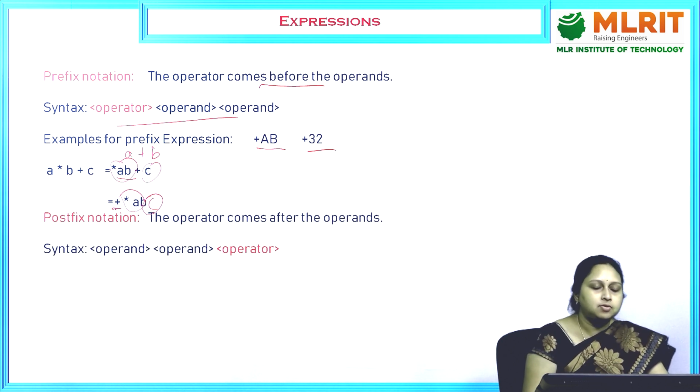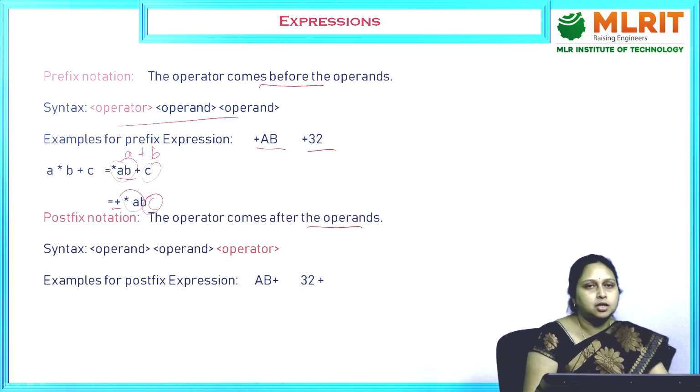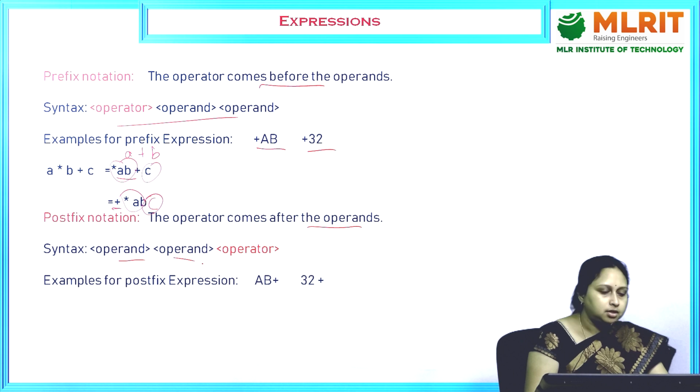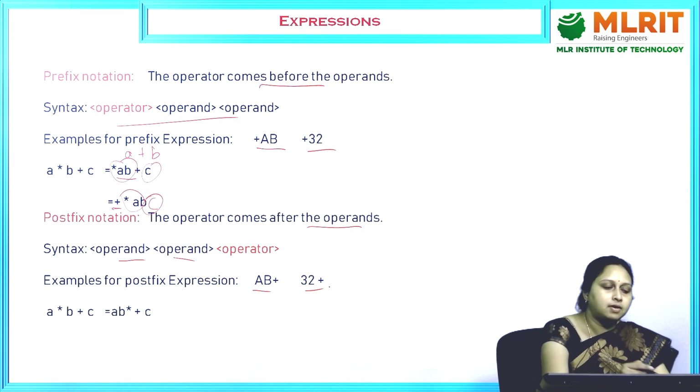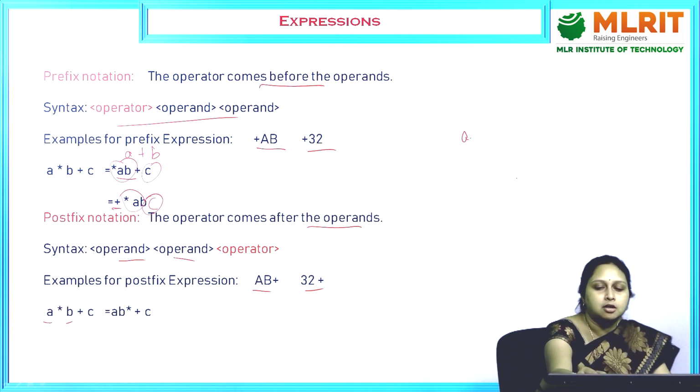And in the same way, the postfix expression comes after the operands. So this is a syntax where you follow operand followed by operator. This is how you represent the example for postfix expression. The same thing, A star B plus C. How can we evaluate it? We need to take it as AB. A star B plus C means this is an operand and this is an operand and this is the operator. Postfix means AB star plus C.